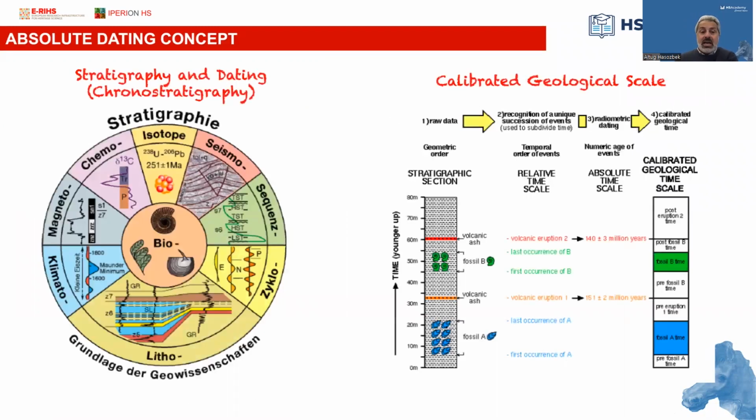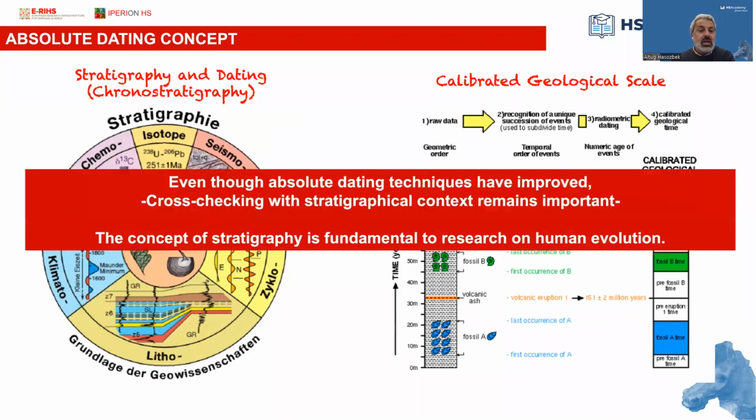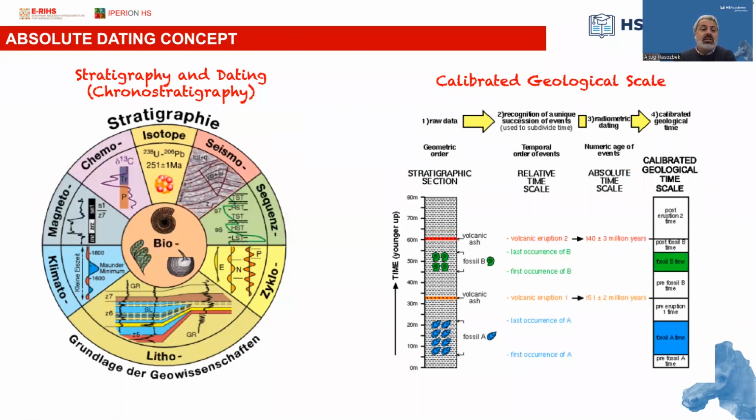So by saying that, this is my take-home message, my conclusion of this lecture. For stratigraphy and dating, we use chronostratigraphy. You can name it isostratigraphy or seismostratigraphy, sequence stratigraphy, depending on your field. But in any of these stratigraphical tools, you have to calibrate your geological scale.